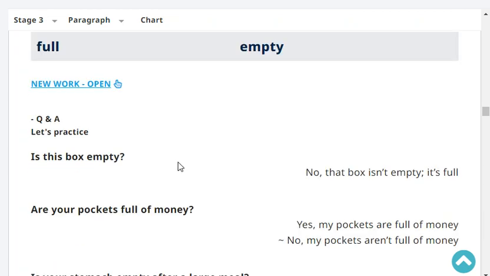Is this box empty? No, that box isn't empty. It's full.